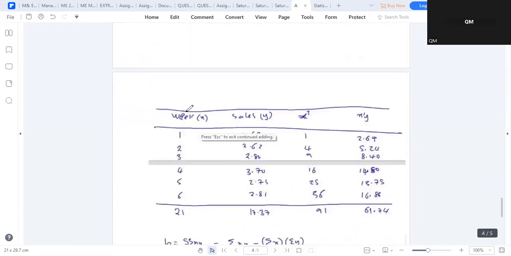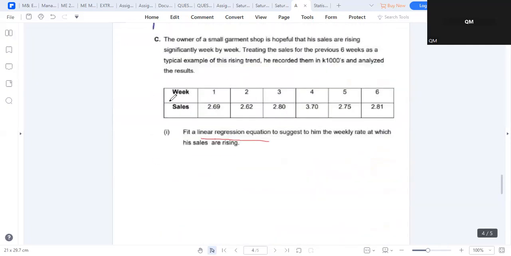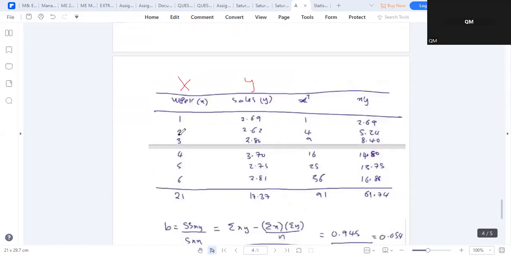Like I've said, the weeks are x, the independent variable, they don't depend. Then the sales are dependent, so our y. So this is our x, and this is y. So we have 1, 2, 3. When you square it, it is 1, 4 up to 36. Then the sales 2.6, 2.62. When you square them, you are supposed to get the figures there. Then you do xy, you get the totals there.